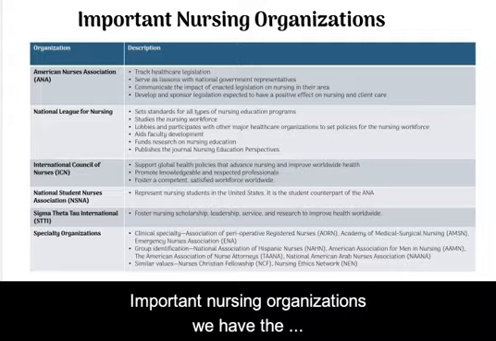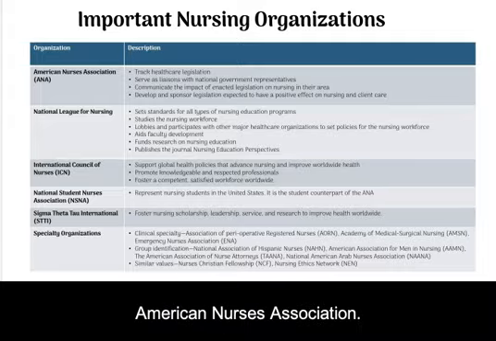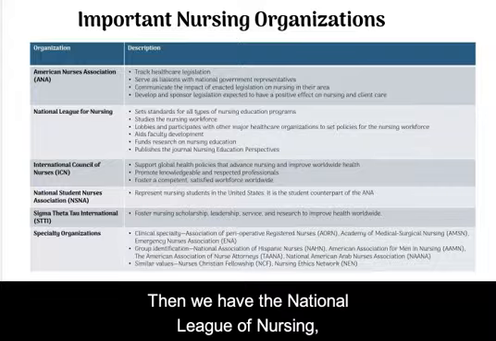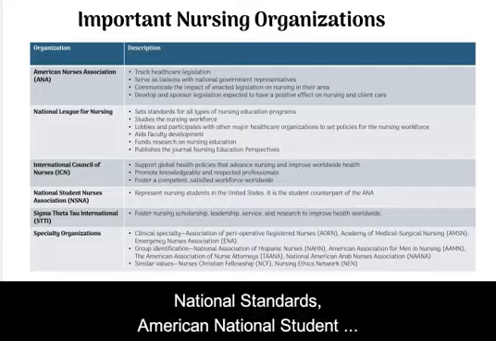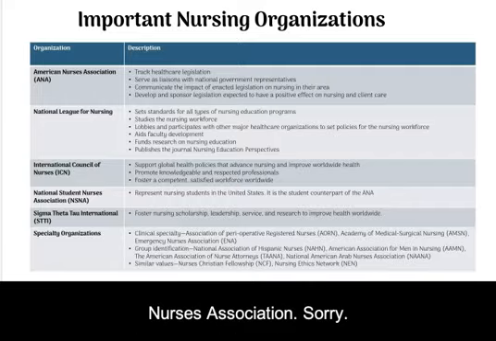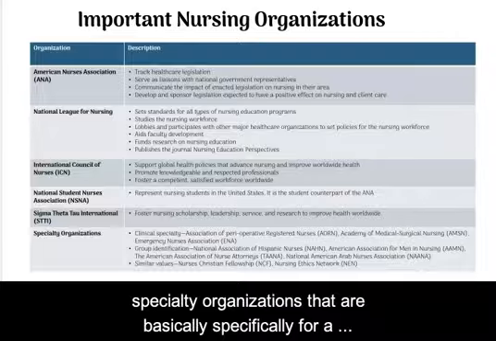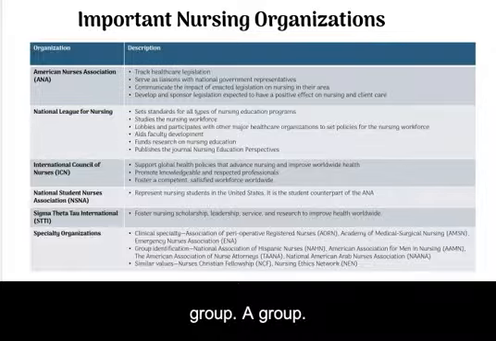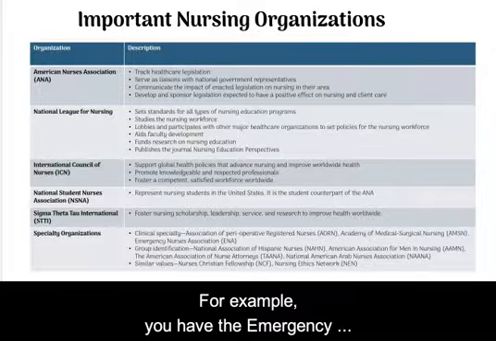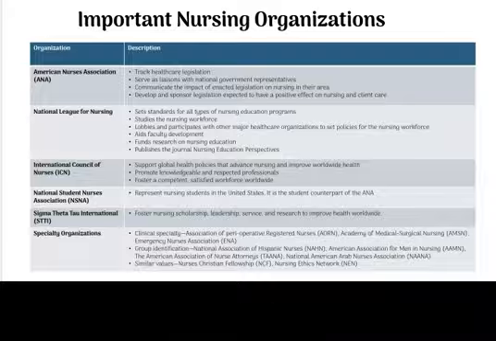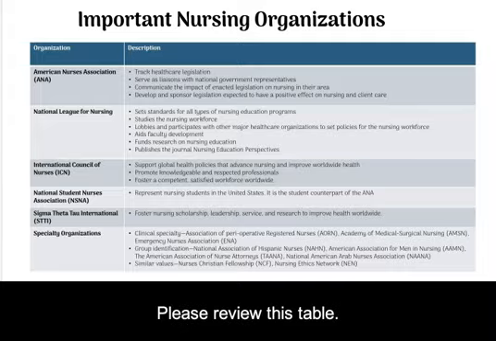Important nursing organizations. We have the American Nurses Association. Then we have the National League for Nursing, International Council of Nurses, National Standards, American National Student Nurses Association. Then we have Sigma Theta Tau, and then we have other specialty organizations that are specifically for a group. For example, you have the Emergency Nurses Association. So please review this table.